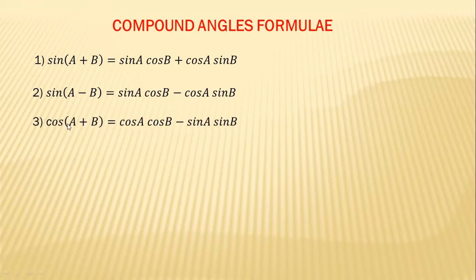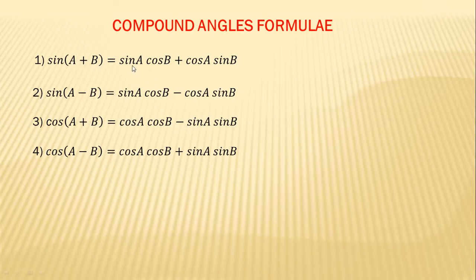Then third one is cos(a plus b) is equal to cos a cos b minus sin a sin b. This is for cos ratio. And last one, that is cos(a minus b) is equal to cos a cos b plus sin a sin b. Now see the combination for sine ratio, means these are two formulae for sine ratio, that is for a plus b and for a minus b.